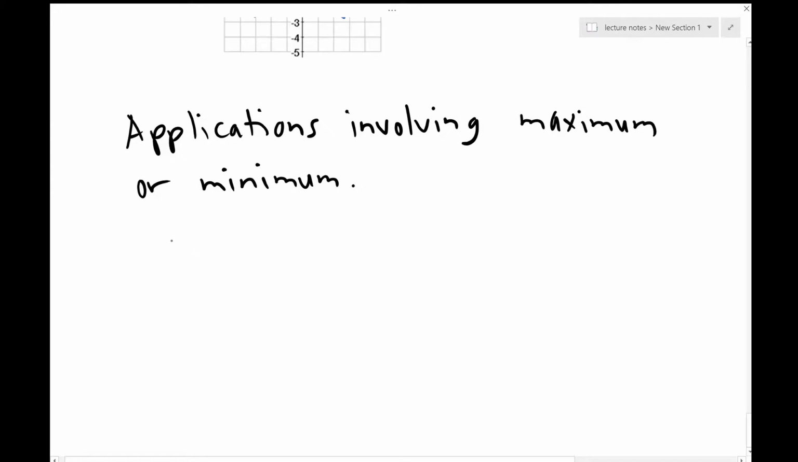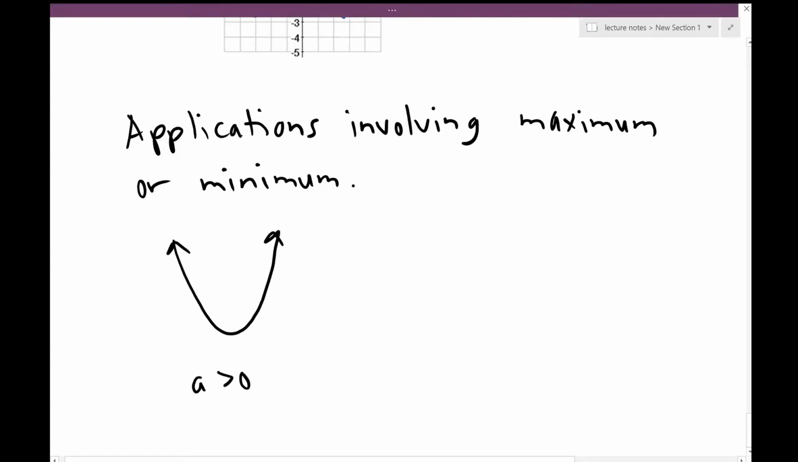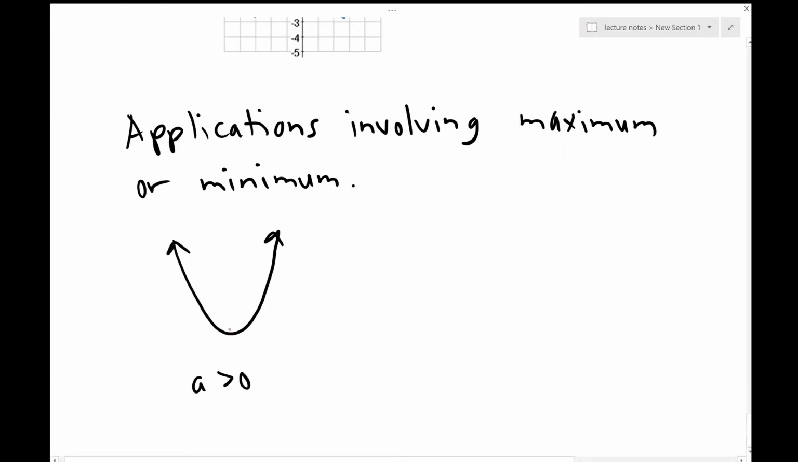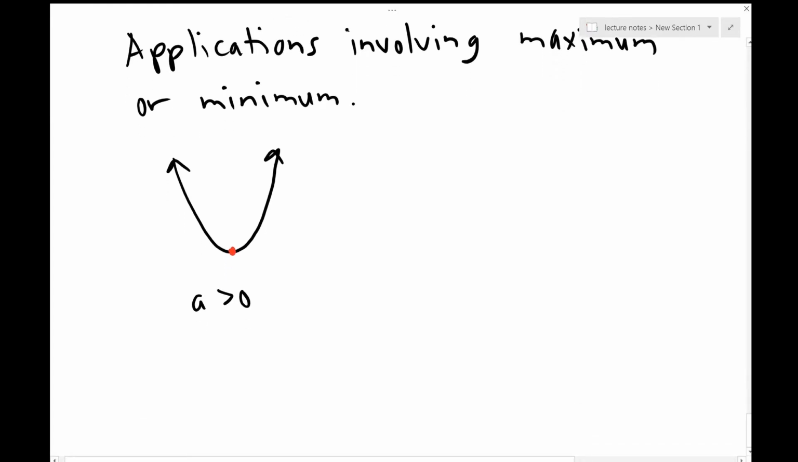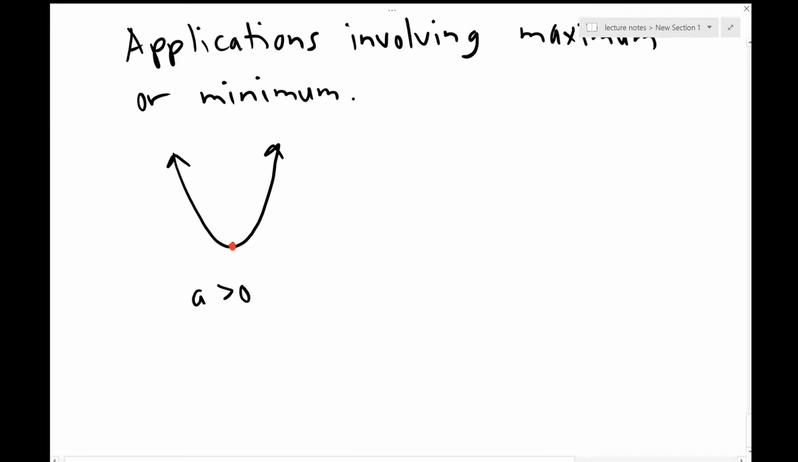So when I have a quadratic function, if the parabola is opening upward, well, we know that occurs when the a value is greater than 0. But what I want to point out here is that in this case, when we look at the coordinates of the vertex, it's the lowest most point on the graph. So in this case, the vertex gives us a minimum value. It's the lowest point on the graph, so it would give us the smallest y value of the function.